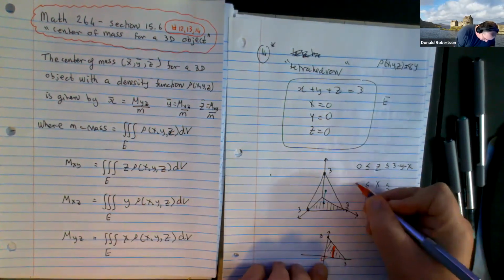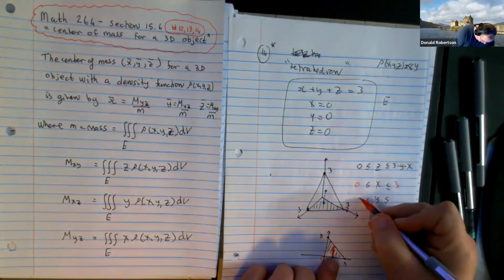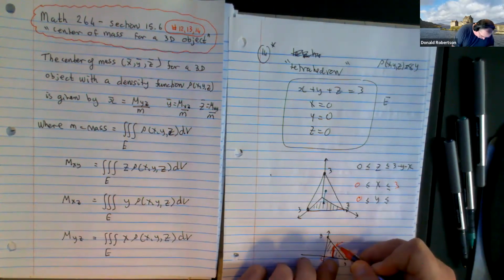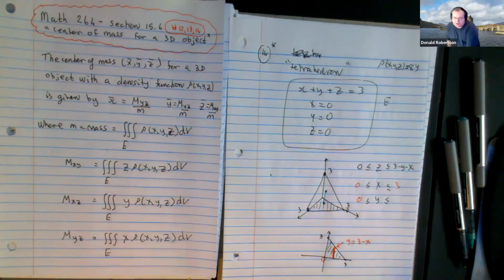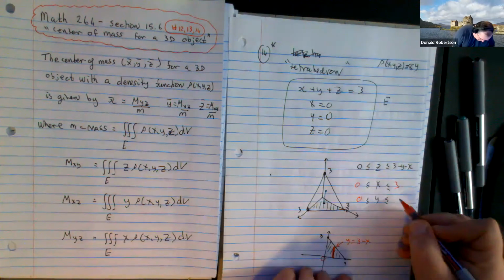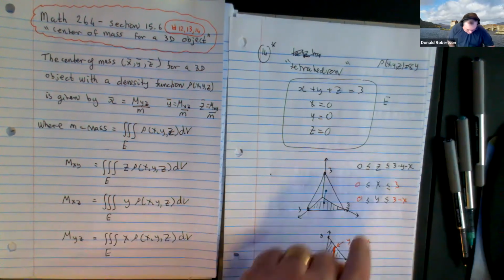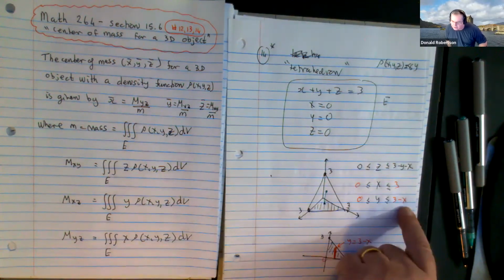I like this direction, so I'm just going to stick to the boring one. So won't x go from 0 to 3? And what will y go from? Well, 0. And won't the top part of y be the equation of this line, which I hope you can figure out is 3 minus x, because the slope's -1 and it passes through the y-axis at 3. So this is the region E. These are the limits of integration.